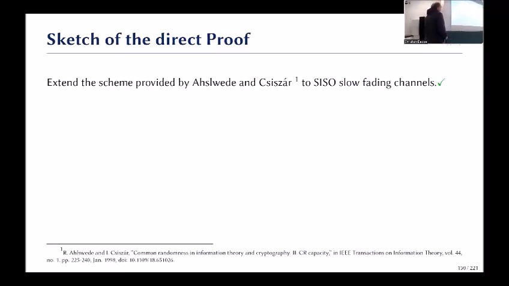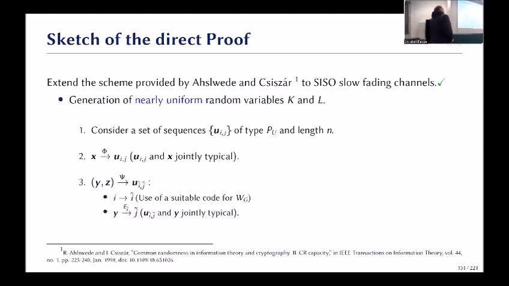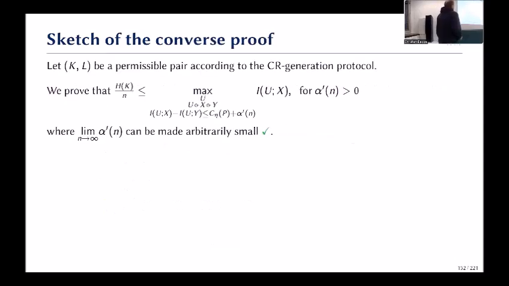In the sketch of the direct proof, we extend the proof of Alcide and Schaefer to the slow fading. We want to generate a nearly uniform random variable, and we consider a set of sequences Uij and map them, so X is mapped by big T to Uij, and we choose Uij and X jointly typical, and YZ is mapped to some estimate here. So it's a typical decoder and a typical encoder.